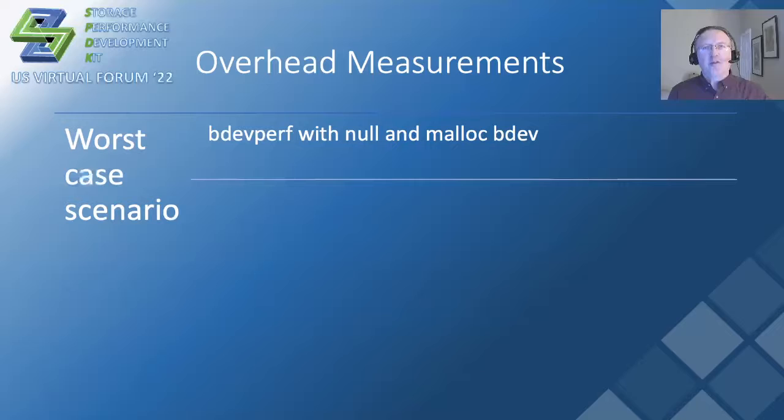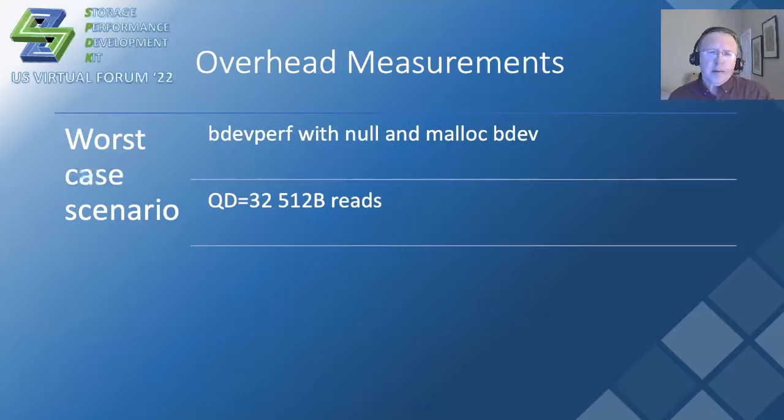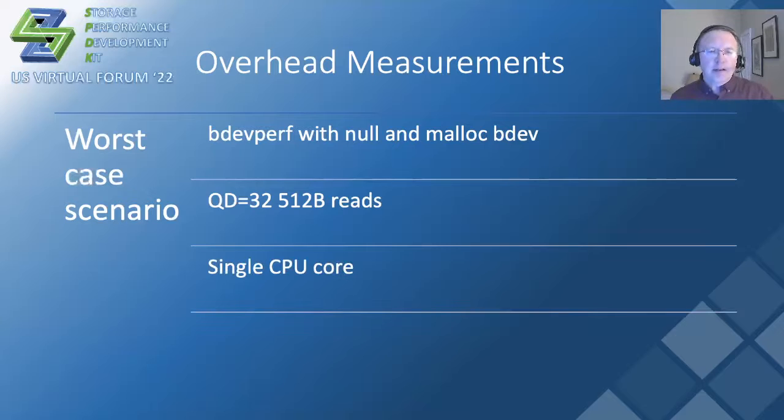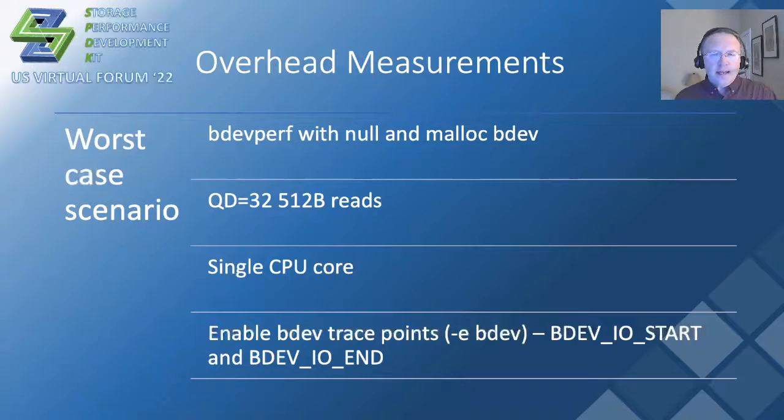So we're going to run the bdev perf application with both null and malloc bdevs. Malloc is our RAM disk block device. We're going to do queued up 32 512-byte reads. Of course, for a null bdev, you're not actually reading any data, but for the malloc, there will be a 512-byte copy in there. We're just going to do this on a single CPU core. I ran these tests on a Xeon platform in our lab. And then we're going to enable the bdev trace point group. So for each of the IOs, we're going to get 2 trace point events, one for the start and one for the end.